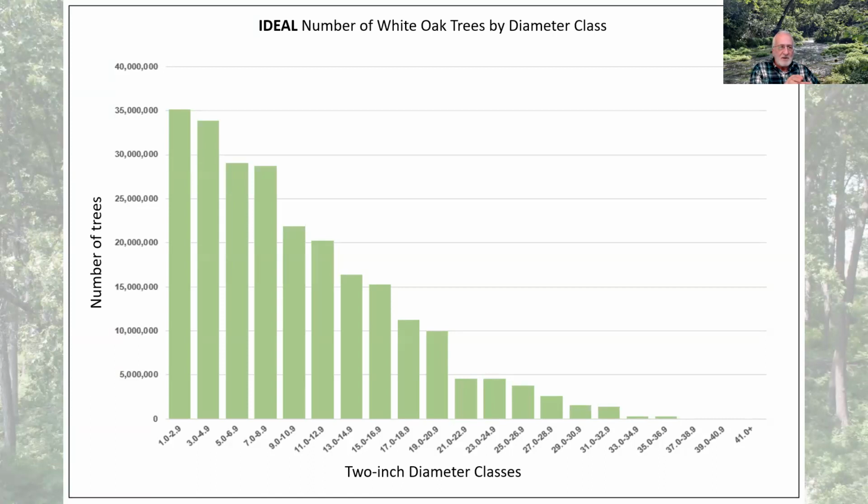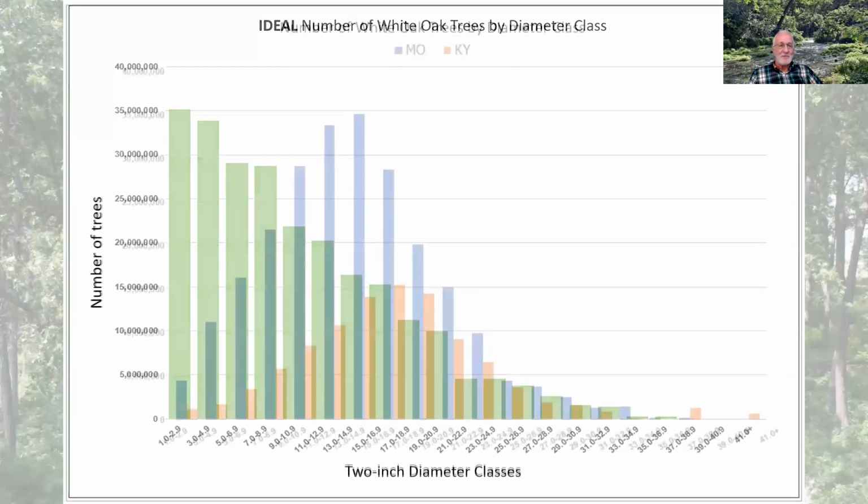And you can see, this is what we call a reverse J. In other words, we've got more trees in the lower classes because this is the survival of the fittest, if you will. And so we've got to have trees in the smaller class to then recruit to supply trees in the larger classes as time goes on. Now that's ideal. So what does it really look like?